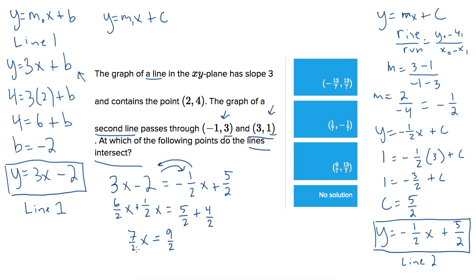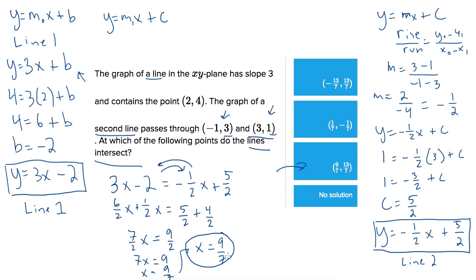If we multiply both sides by 2, we're going to get that 7x equals 9, and therefore x equals 9/7. Okay, sorry, I'll make that a little more visible. x equals 9/7. Now, is this only in one of our answer choices? Yes, it is. So therefore, we could stop there, and we could just choose this answer choice.